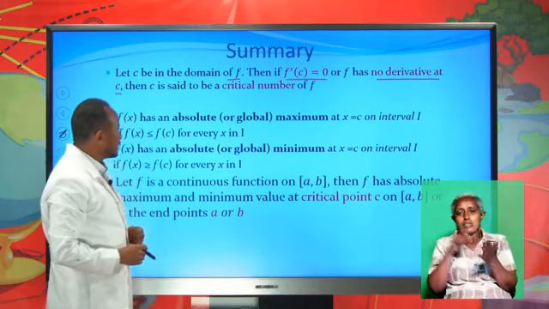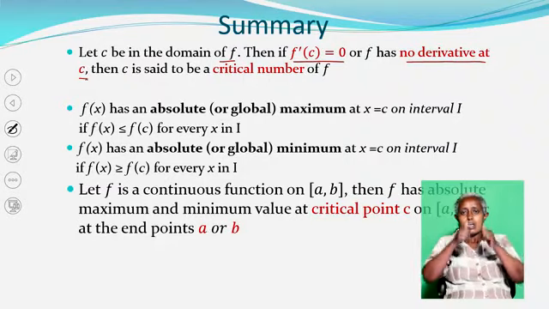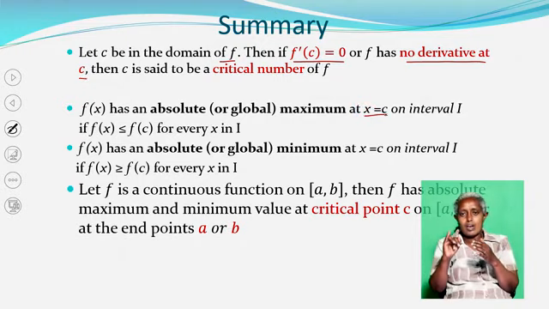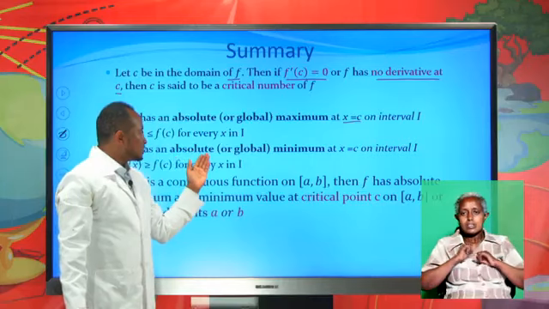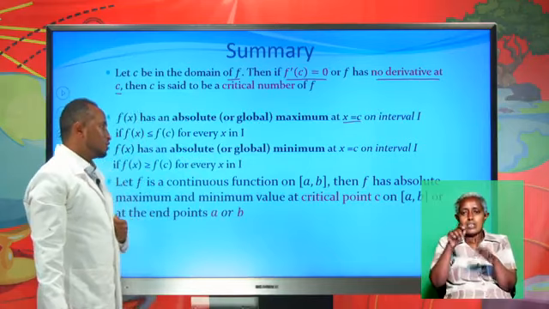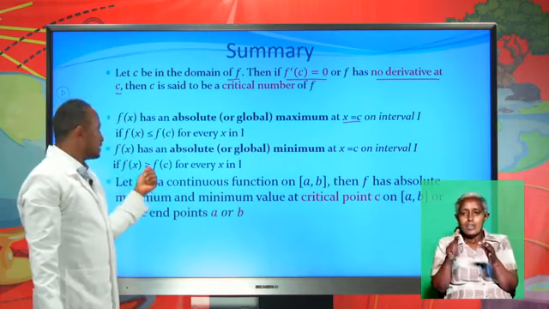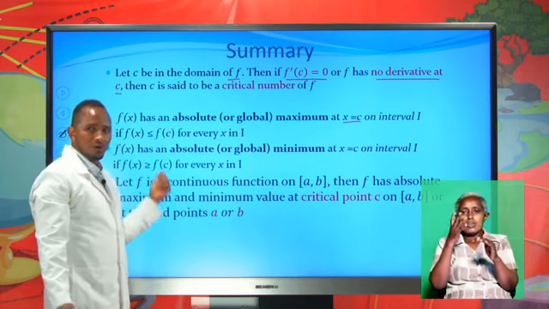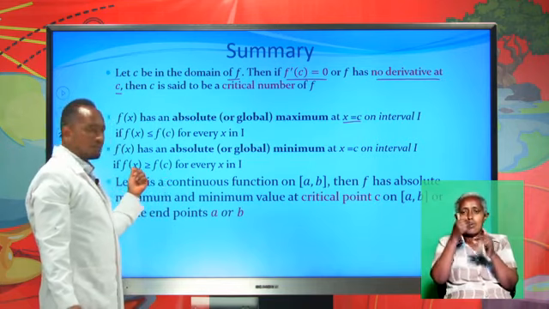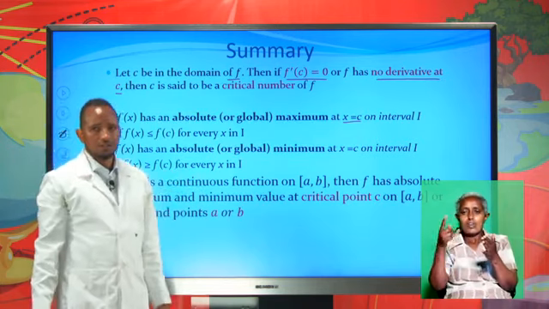And the other point here: f of x has an absolute maximum at x equals c on interval I if and only if f of x is less than or equal to f of c for every x in I, or f of c is greater than f of x for every x on that interval. And f of x has an absolute minimum at x equals c on interval I if f of x is greater than or equal to f of c, or f of c is smaller than all values of the function f of x, that means for every x in that interval.